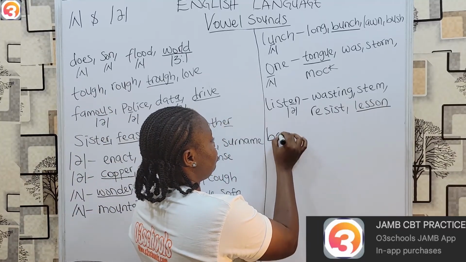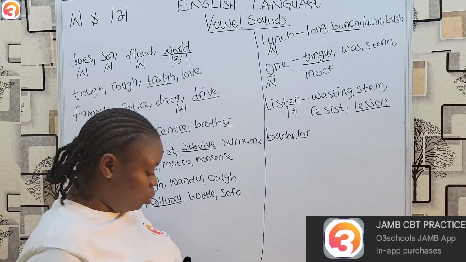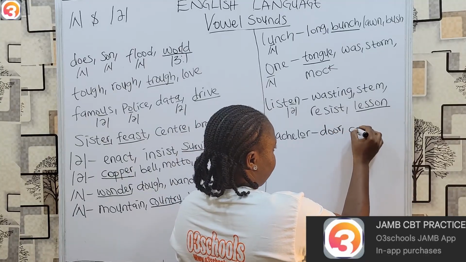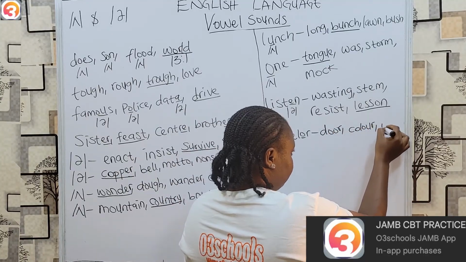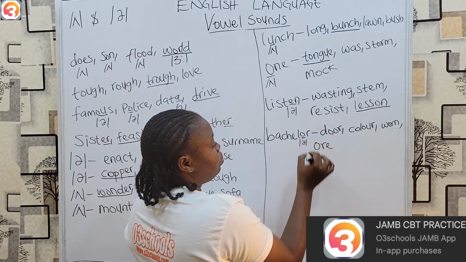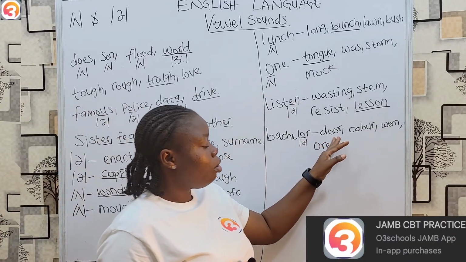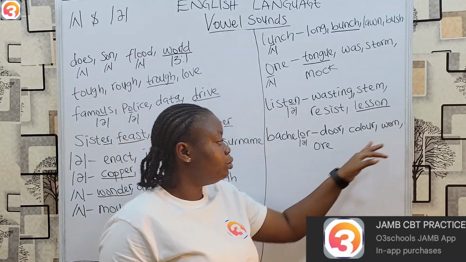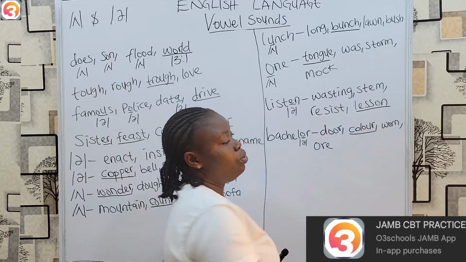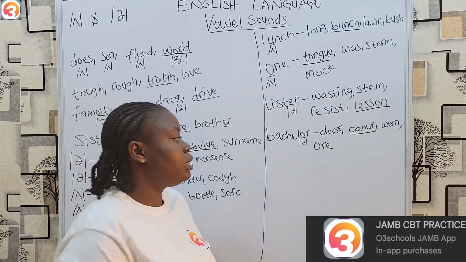Then another question, we have this, where we have O at the end. That O there also contains the weak sound. And our options: door, color, one, or. Our answer here becomes color. The OUR at the end also contains the weak sound.